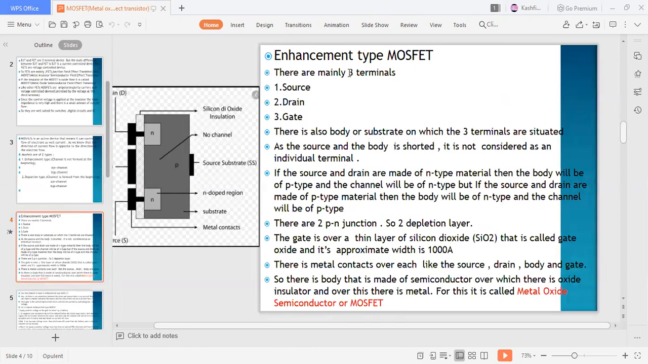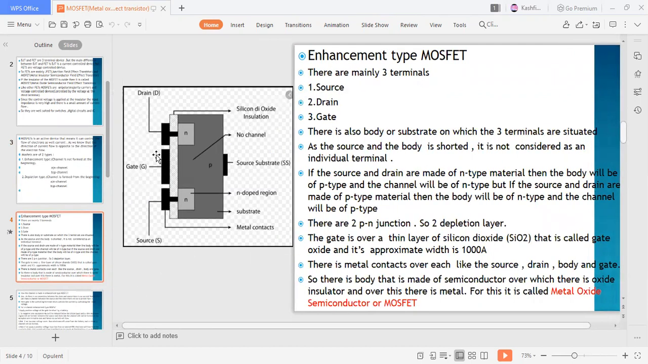Enhancement type MOSFET. There are mainly three terminals: source, drain, and gate. So this is an enhancement type MOSFET. This is the source terminal, drain, and gate terminal. There is also the body or substrate on which the three terminals are situated. This is the body. As the source and the body are shorted, it is not considered as an individual terminal.